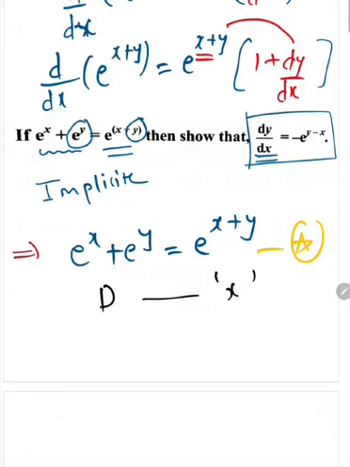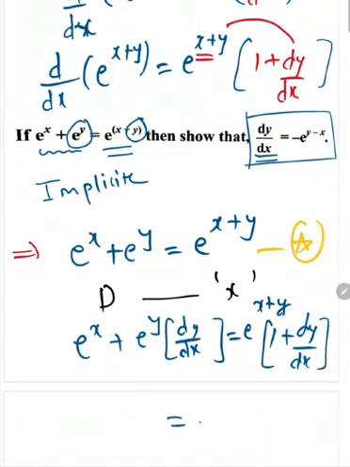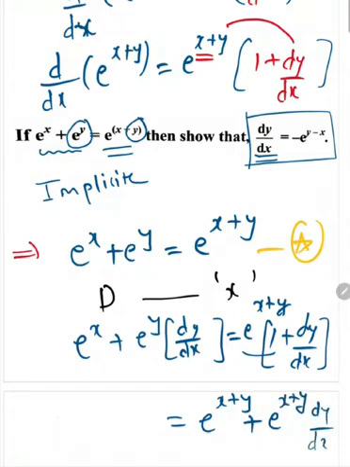If I differentiate with respect to x, what is the derivative of e power x? E power x. What is the derivative of e power y? E power y, chain rule, derivative of y again, which is dy by dx. Derivative of e power x plus y is e power x plus y, chain rule, derivative of x plus y again. Derivative of x is 1, derivative of y is dy by dx. Let's open the bracket in RHS. We opened the bracket, multiplied with 1, then e power x plus y multiplied with dy by dx. In the left hand side we have e power x and e power y dy by dx.